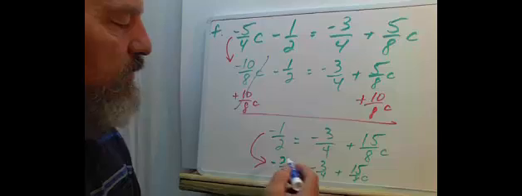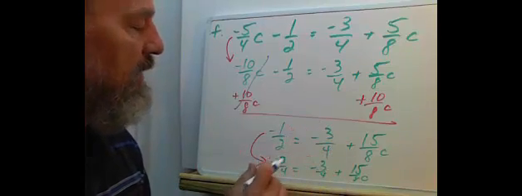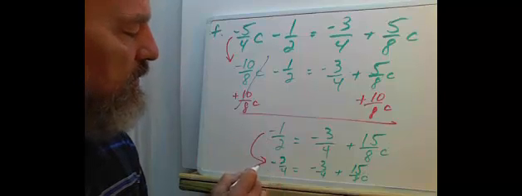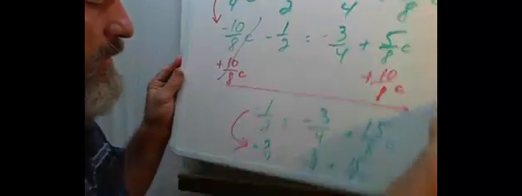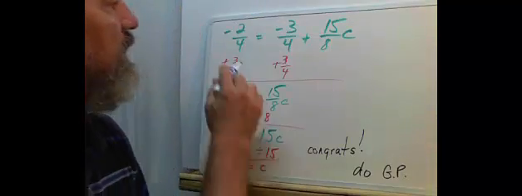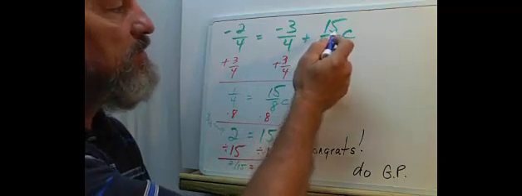Now we take a look at these. We've got fourths and halves. So again, if you could do that in your head without converting, go right ahead. But my guess is we probably want to turn this into -2/4. So we'll carry that up on the next board. So we have -2/4 equals -3/4 plus 15/8 C.